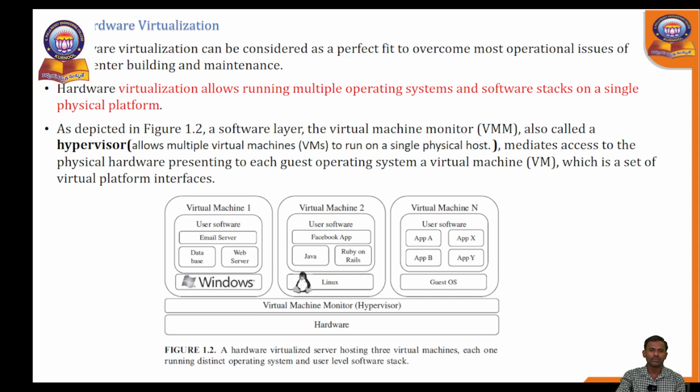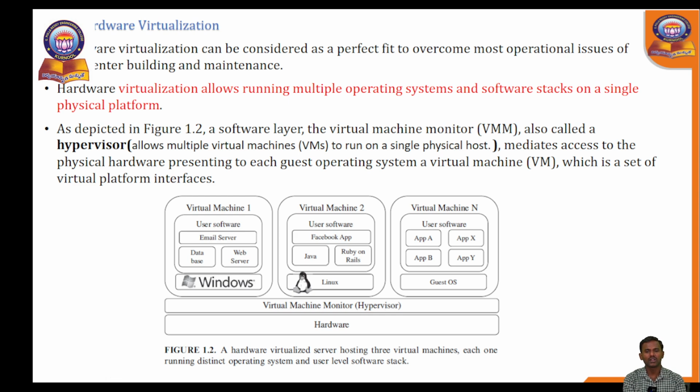There is a software layer, the virtual machine monitor or hypervisor. So the responsibility or the objective of the hypervisor is to allow multiple machines on a single physical host. If you look at the diagram here, virtual machine 1 may consist of different components: hardware, user software, email server, database, web server. Similarly, virtual machine 2, virtual machine 3 and so on. So all these multiple machines are running on the single physical host, that is the hypervisor.